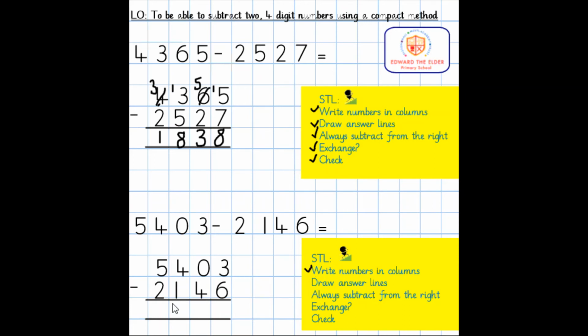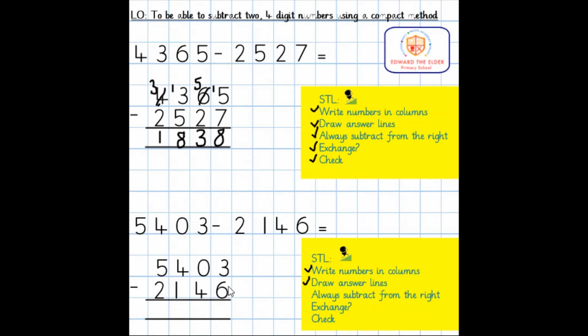My next step is to draw the answer lines. Doing this with a ruler helps to keep our learning neat. Next, we need to start subtracting. As you are aware, we always start from the right. We are going to start here in the ones column.